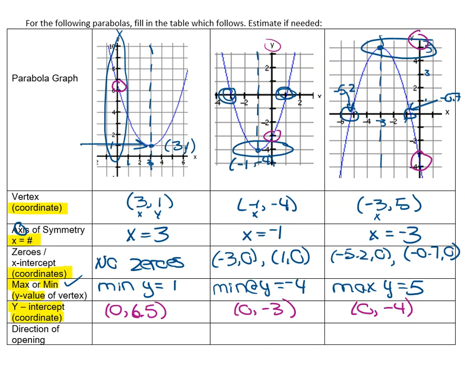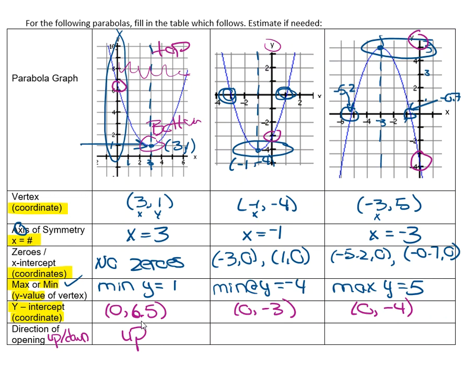Direction of the opening. Now for this one, you're either going to say up or down. So where's the open part of the parabola? So the open part of the parabola is here. It's not at the bottom. That's the bottom down there. It's not at the bottom. The open part is at the top. So that means the opening is up.